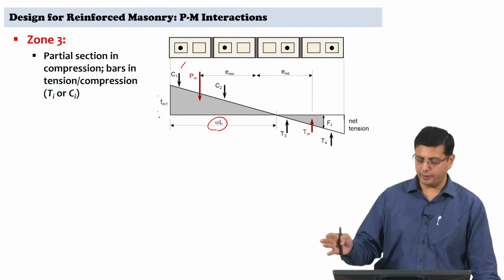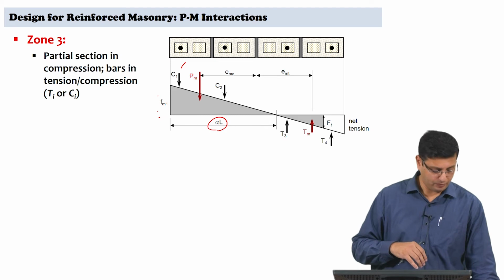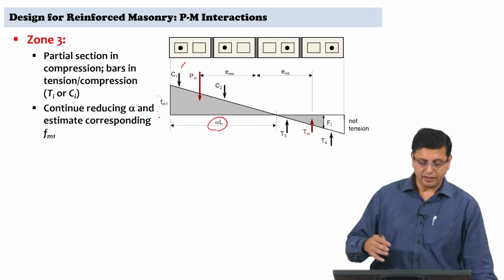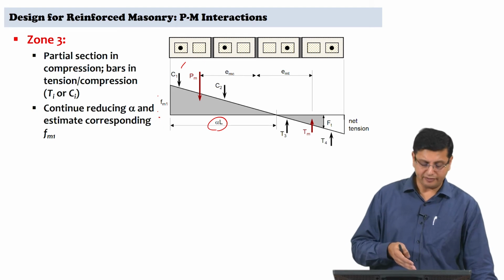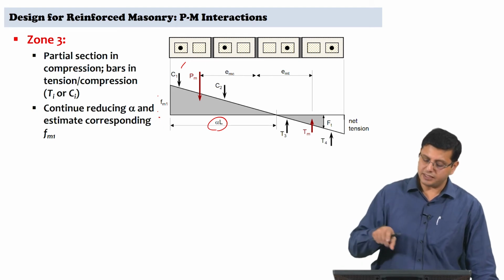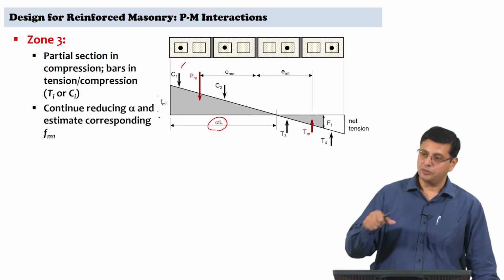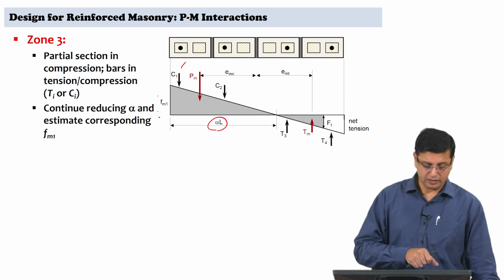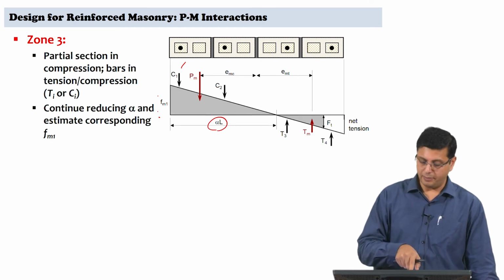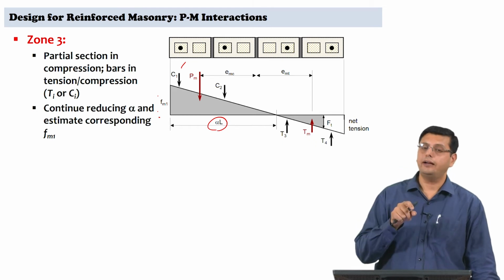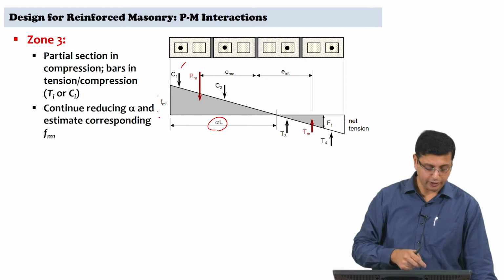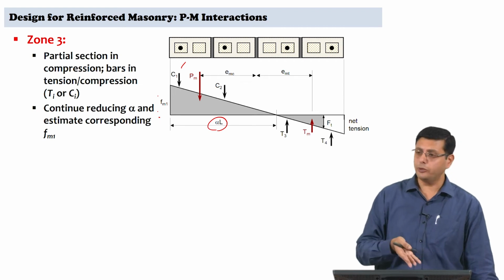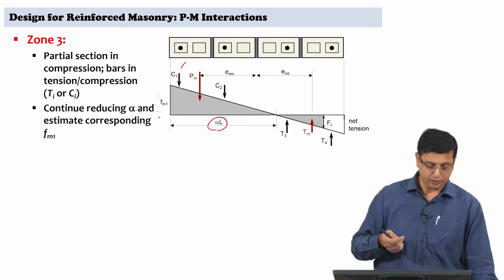That is, all your bars may not reach the maximum value of the permissible tension itself. So you keep continuing in this zone, reducing the value of alpha, and now with the steel stresses governing, estimate what is the value of Fm1, the masonry compressive stress. This value will be actually lower than the peak value, and peak value, which is Fb.